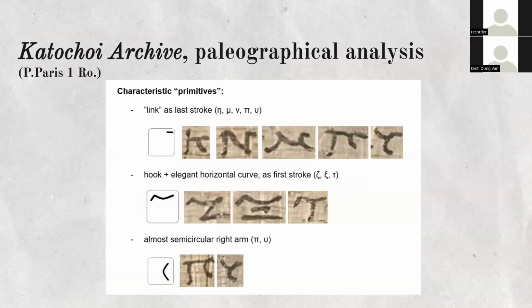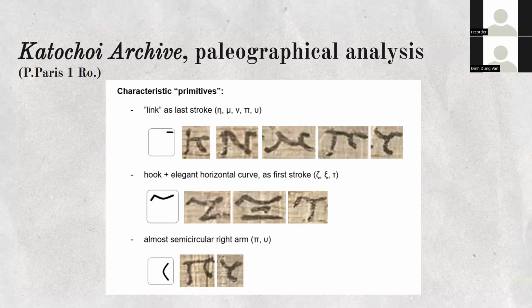And I also want to mention these primitives. I think they are very important. Thinking about yesterday's talk about the memory of the hand, I think there are some traces of this memory in the letters. For instance, the first stroke, the linking stroke at the very end of the letter, this writer did this linking stroke. Or for instance, the first horizontal bar, the upper horizontal bar of zeta, xi, and tau had this hook, and so on.